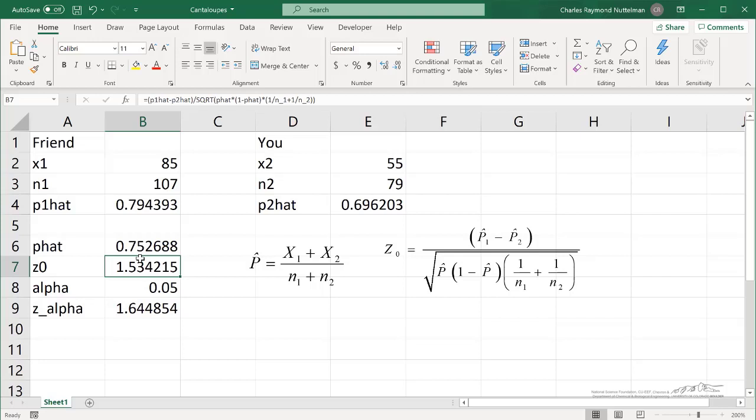Hopefully this screencast gives you a better idea of how you can compare large sample population proportions. Thanks for watching.